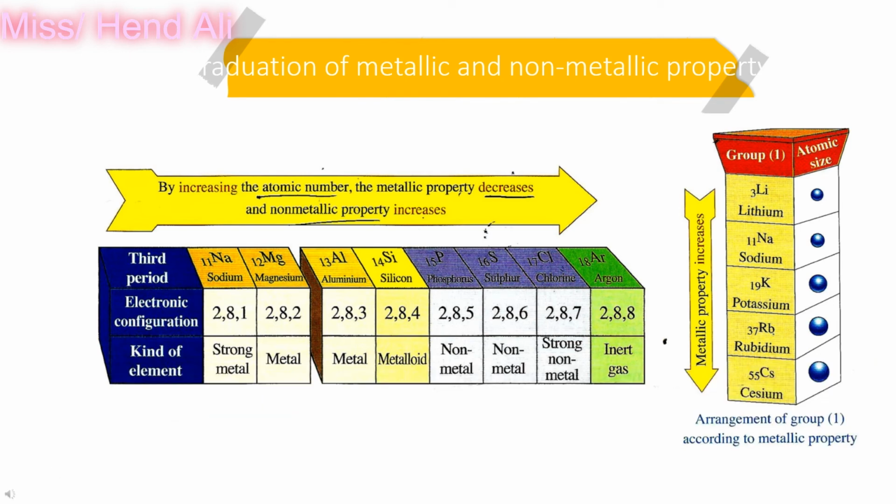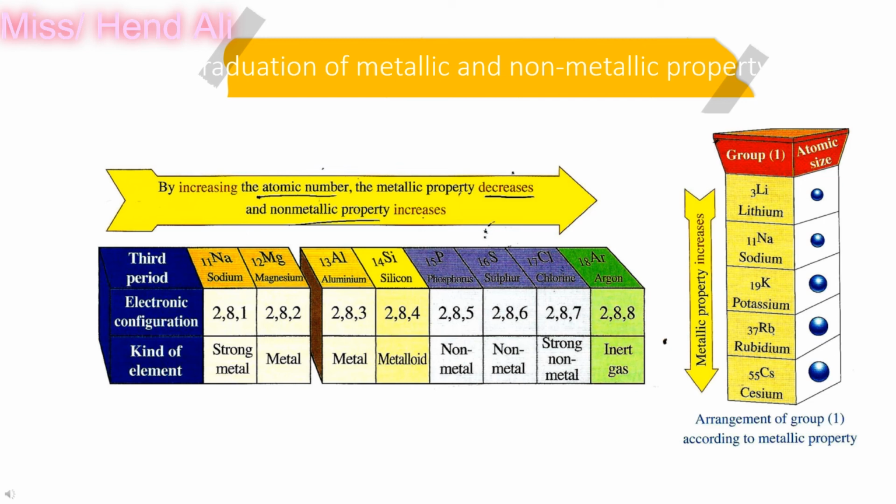Now let's talk about the gradation of metallic and non-metallic property through the periodic table. In periods, by increasing the atomic number, the metallic property decreases and the non-metallic property increases. How does this happen? Each period starts with a strong metal, and by moving in the periodic table from left to right, the metallic property decreases till we get the metalloids, and then the non-metallic properties start to appear and increase till we get the strongest non-metal, and then we have inert gases.